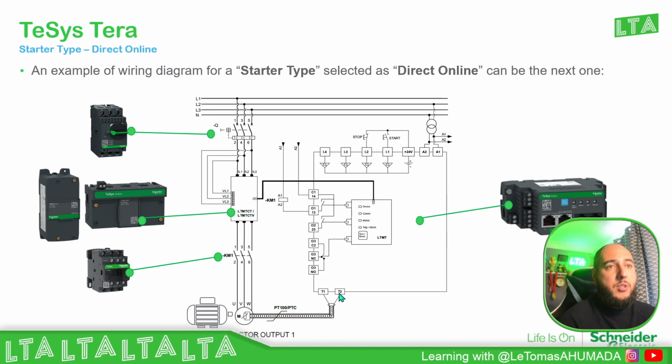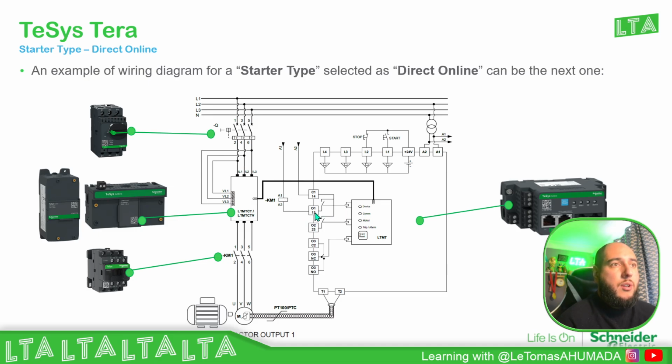We have the possibility to measure the temperature using the PTC. And here we have the main unit, this one, the TeSys Tera. On the main unit, we have the power supply to energize this. We have the possibility to have an external power supply or the one embedded on the main unit. Okay, to have the stop and the start button. This will stop and start the contactor that we have here, and the contactor will close and open the contactor that we have here for the motor. Okay, this is the auxiliary contact, the coil for the contactor.